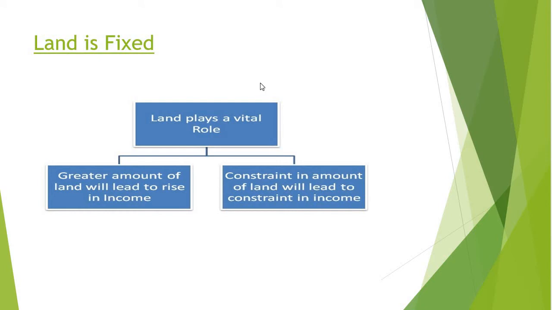Of course, we all know the amount of land is fixed, and due to constraint in the amount of land, initially there was a constraint in the income of the farmers. But later on, with the introduction of modern farming, it was realized that through various means, even with the same fixed amount of land, we can produce much more and the farmers can gain greater amount of income.